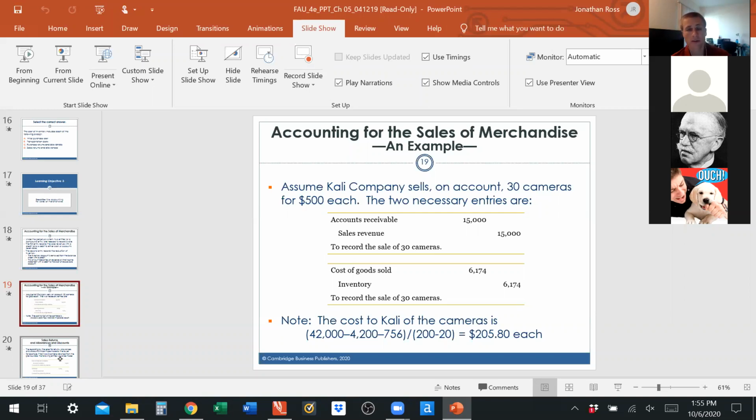The other journal entry that Cali has to make is the entry that recognizes cost of goods sold. So they have to figure out, what did we pay for these 30 cameras that we sold from our inventory? What did we originally pay for those 30 cameras? And that's what we're going to reduce inventory by. We're going to credit inventory. We're going to debit cost of goods sold expense for what we paid for those 30 cameras when we originally bought them.